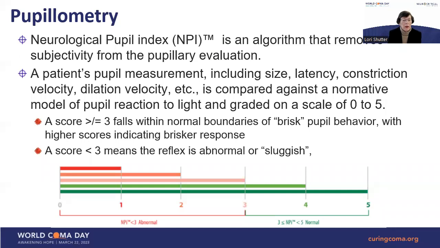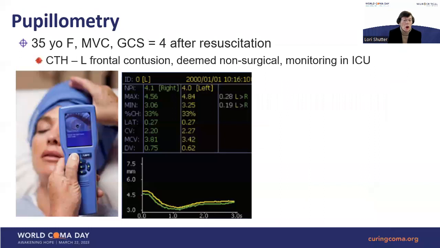The NPI is an algorithm that allows us to take out subjectivity from looking at pupils. It looks at the speed of responsiveness and the size, and usually a score greater than 3 is considered in the normal boundary or a brisk reflex, and less than 3 is lower. Now, this is often used by intensivists to help look for neurologic worsening.